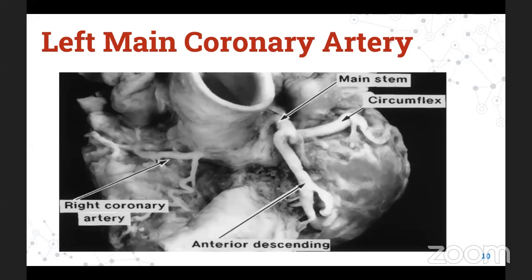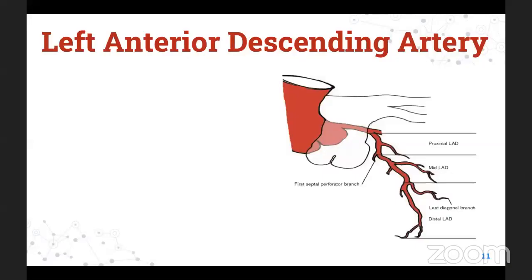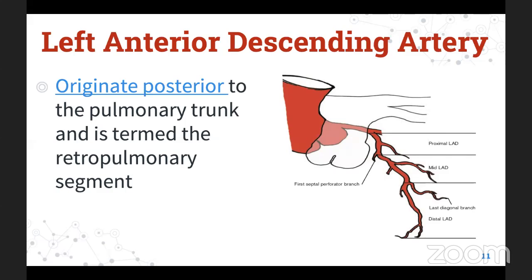This picture showing the main stem of the left coronary artery, and we removed the pulmonary trunk to visualize the main stem, and before it gives its branches, and this is in regard of right coronary artery. Now I'll talk about the first branch of main stem of left coronary artery, which is left anterior descending artery.